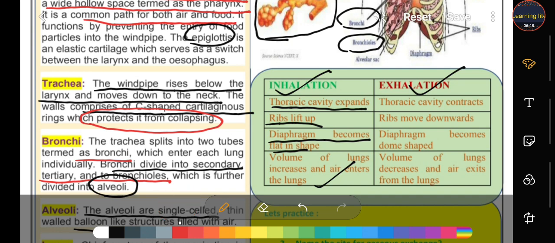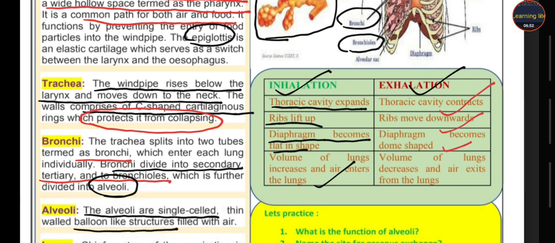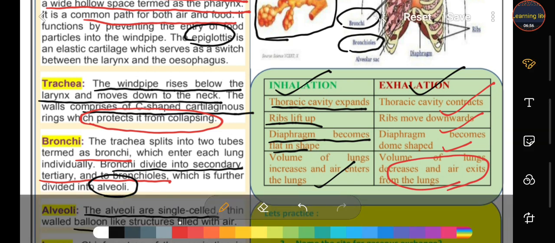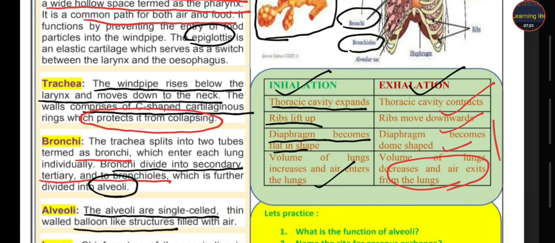And what about exhalation? In this, our thoracic cavity contracts, our ribs move downward, our diaphragm becomes dome shaped, and the volume of the lungs decreases. So this is the difference between inhalation and exhalation. I think it is clear to you.